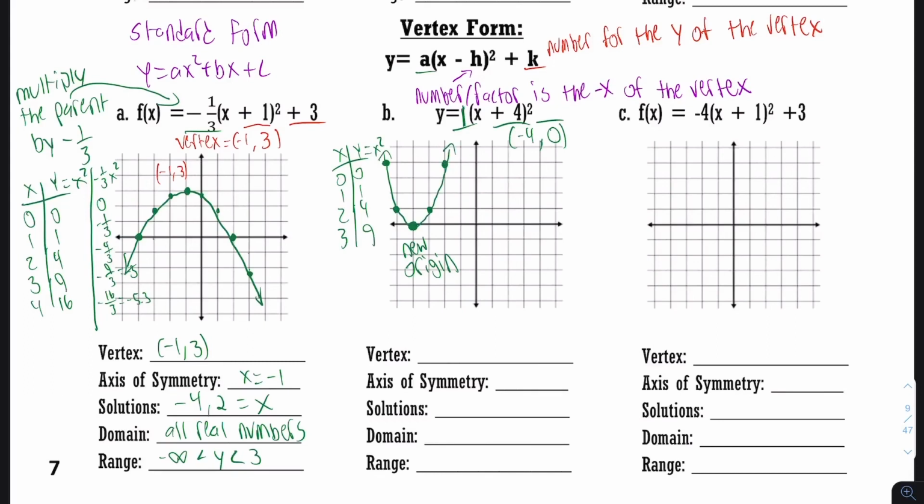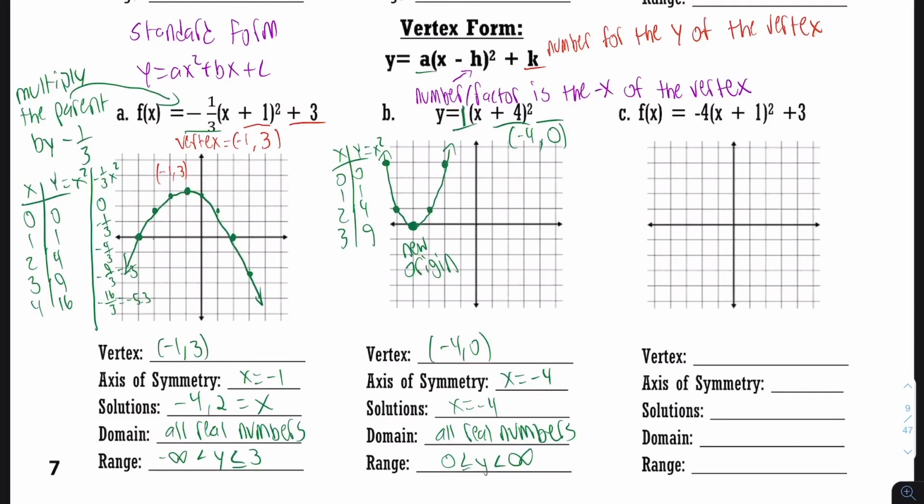And there we go, a second graph. Label the vertex, -4, 0. X equals -4 is the axis of symmetry. There is only one solution, and it's at x equals -4. Domain is all real numbers. Range is 0 less than or equal to y, less than infinity. I need to put an equal to sign on that first one over there.